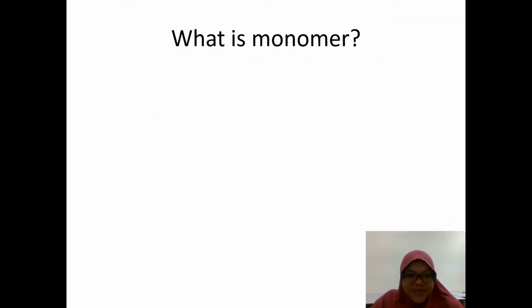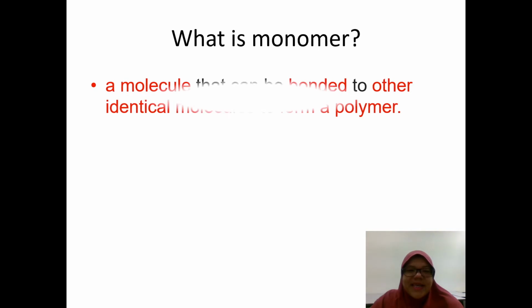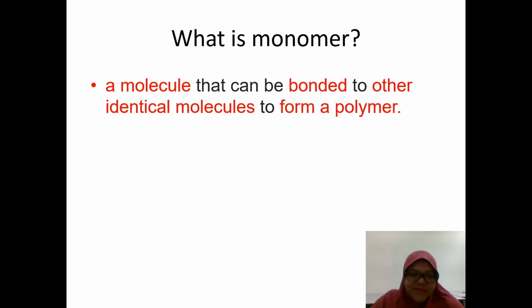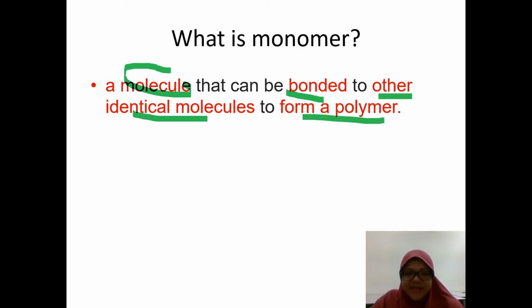What is a monomer? A monomer is a molecule that can be bonded to other identical molecules to form a polymer. It means that it is a repetitive unit or repetitive molecule with the same structure, identical to each other, and it is linked by a specific bond.